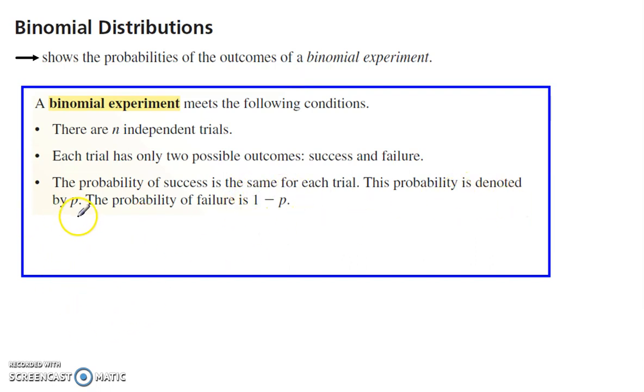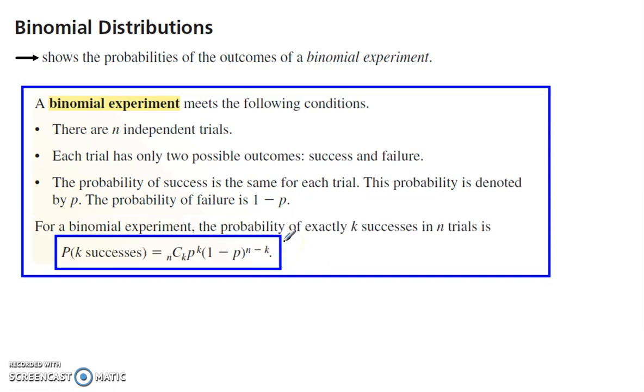The probability is denoted by P. Probability P is the success. Probability of failure is 1 minus P. All right, you'll see an example in just a moment. And we can use this formula right here. Probability of K successes is a combination of N and K, times the probability of success to the power of K, times the probability of failure to the power of N minus K. All right, we'll look at this in an example, it might make a little more sense.